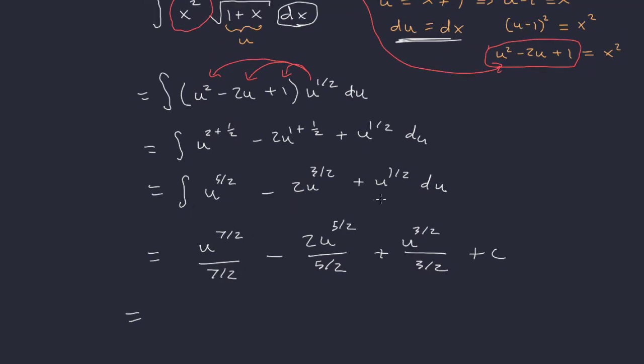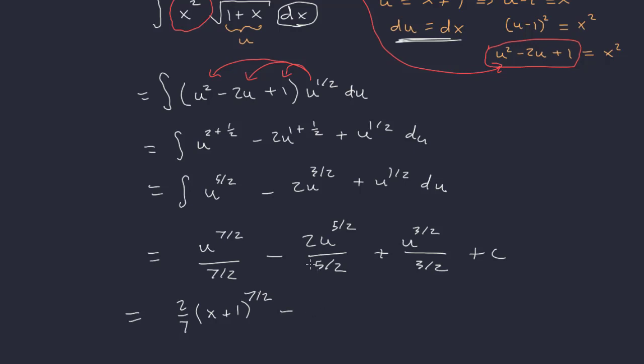And since we are simplifying, or since we do need to put the x's back in, we can go ahead and do that at the same time. When you divide by a fraction, of course, that's just the same thing as multiplying by the reciprocal. So this will be 2/7. Our u's are x plus 1. So it'll be 2/7 (x plus 1) to the 7/2, right?